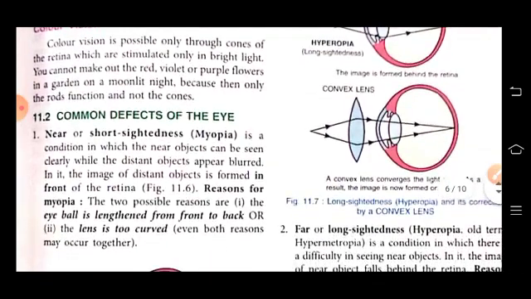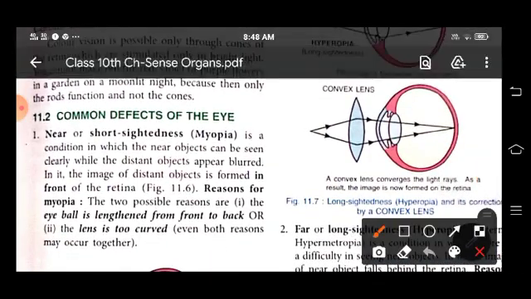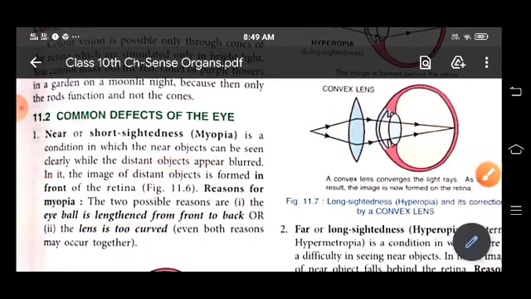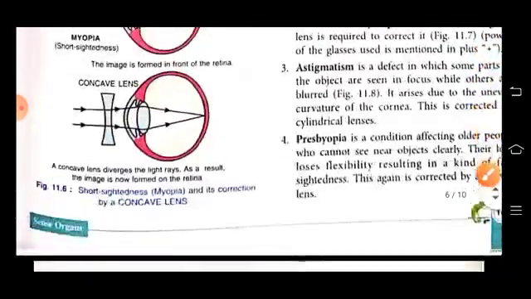Now come to the common defects of the eye. Short-sightedness or myopia is a condition in which near objects can be seen clearly while distant objects appear blurred. The reason for myopia is that the eyeball is lengthened from front to back, or the lens is too curved, or sometimes both conditions may occur.